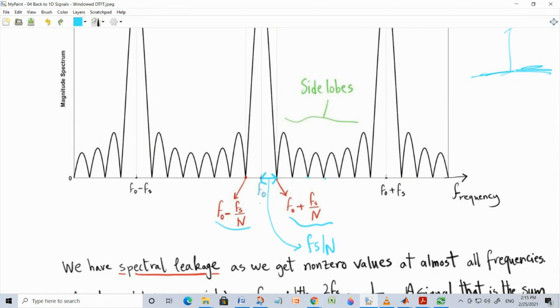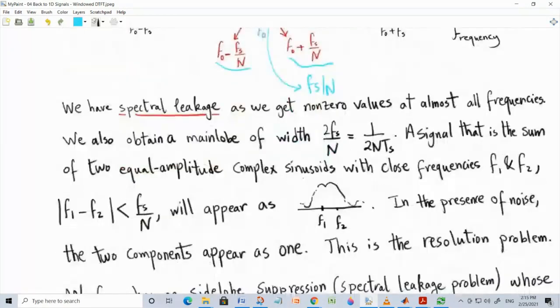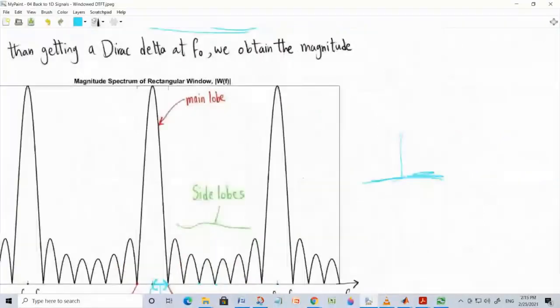So you have a spectral leakage problem. Spectral leakage, again, means that you get a non-zero value where you should get zero if you do the original DTFT. And then there is a resolution problem. The resolution problem means that suppose you have two signals at f1 and f2, and these are close. Now what will happen if you apply the windowed DTFT? One of those will be an aliased sinc around f1, and the other will be an aliased sinc around f2. And what you get will be something that looks like this.